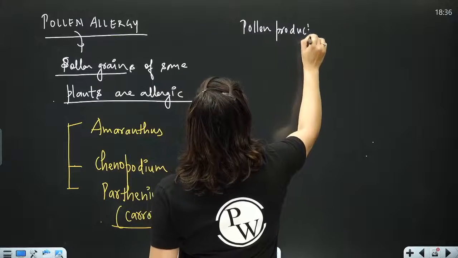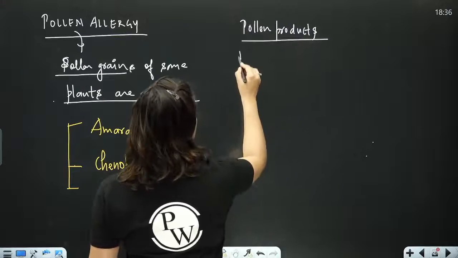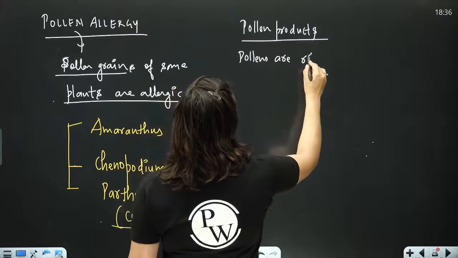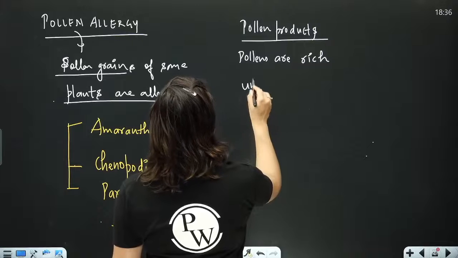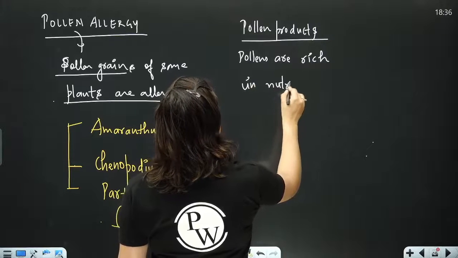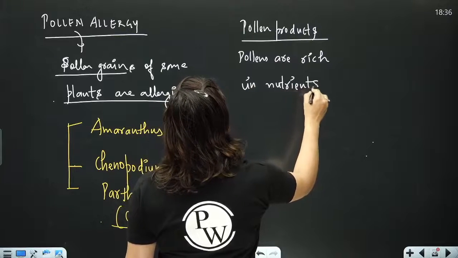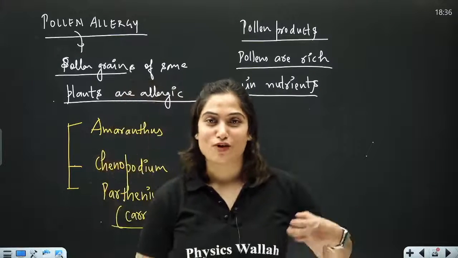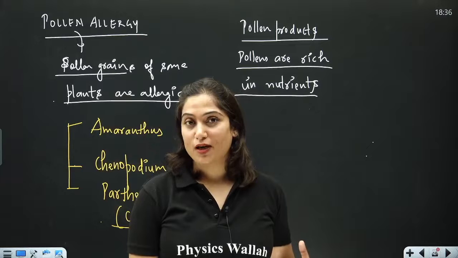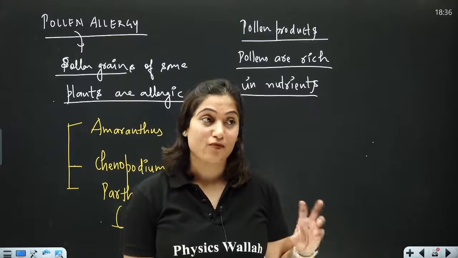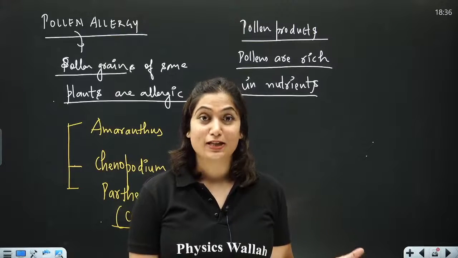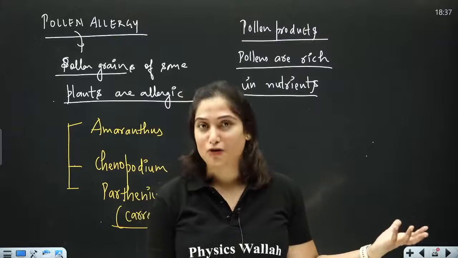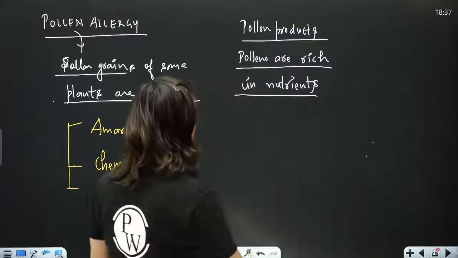Then comes the pollen products. As pollens are rich in nutrients, I have just told you that the vegetative cell has enough amount of reserved food materials. So the pollen grains are very rich in nutrients, and nowadays it is fashionable. The pollen grains are available in the form of cough syrups, they are available in the form of tablets, and these pollen grains are taken by athletes and horses to increase their performance. So these are the pollen products.